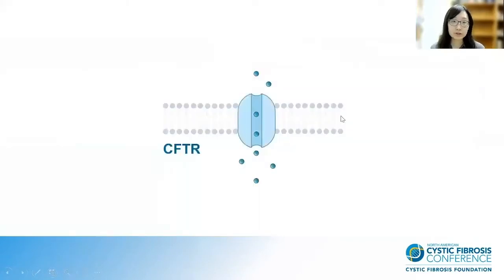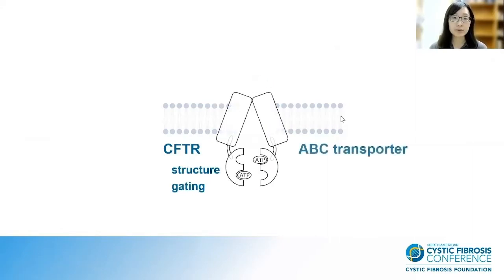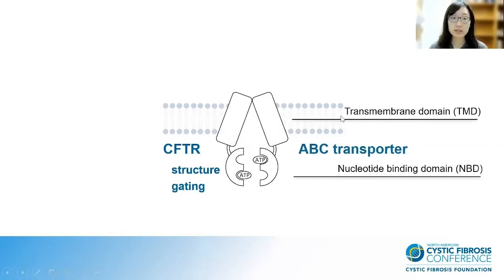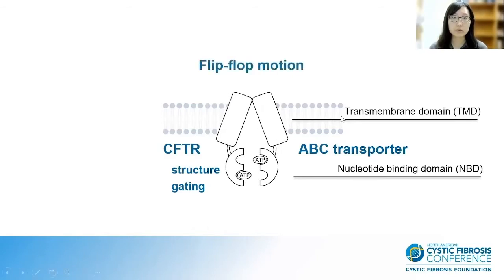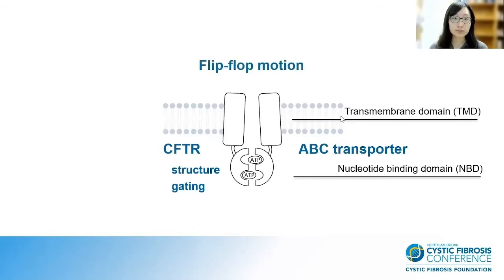But before the structures of Cftr came out, people imagined that its structure and gating must closely resemble an ABC transporter. Structurally, an ABC transporter has 2 transmembrane domains and 2 nucleotide-binding domains. The protein transits between an inward-facing conformation and an outward-facing conformation. This is the so-called flip-flop motion.